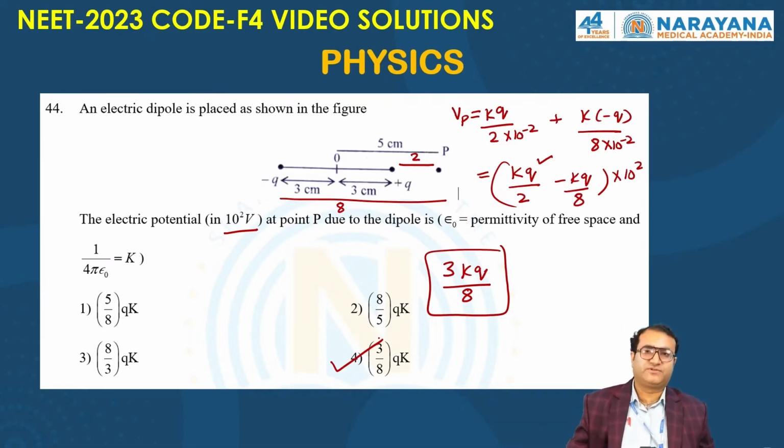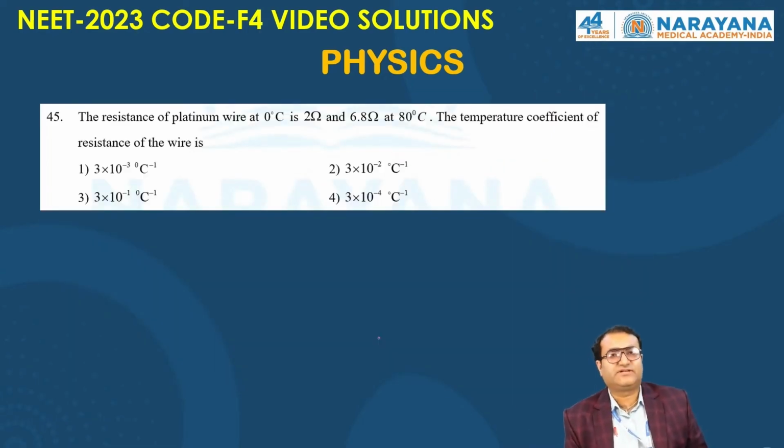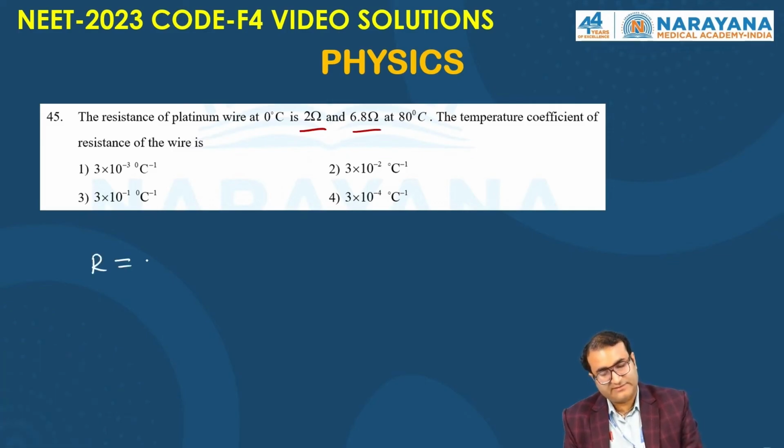Let me move to question number 45 now. Resistance of a platinum wire at 0 degree Celsius is 2 ohm and 6.8 ohm at 80 degrees Celsius. The temperature coefficient of the resistance of the wire is. For this question, you have to go with this formula. R is equal to R naught (1 plus alpha delta T).